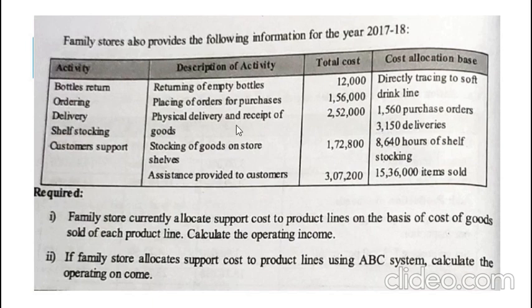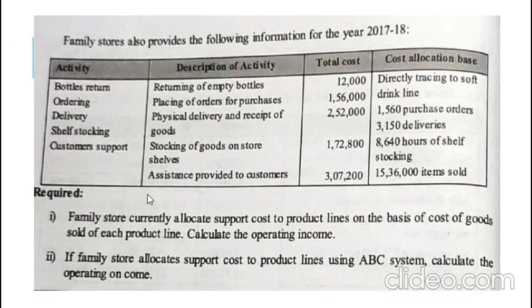Next, customer support, assistance provided to customers, 3,07,200, and the cost allocation base for customer support, that is assistance provided to customers, is 15,36,000 items sold. Then required: first, Family Store currently allocates support cost to product lines on the basis of cost of goods sold of each product line. Calculate operating income. Then, if Family Stores allocates support costs to product lines using the ABC cost system, calculate the operating income.